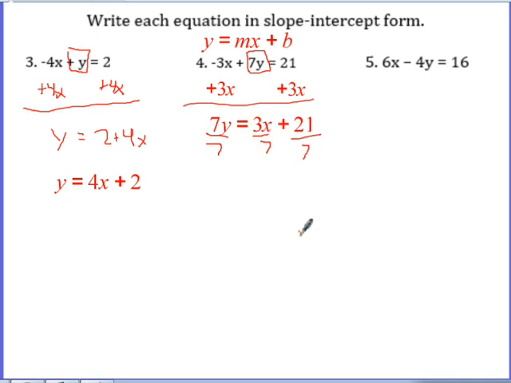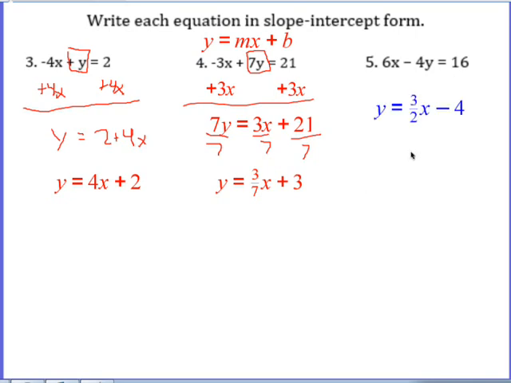You have to divide everything by 7. So when we do that, 7y divided by 7 is just y, 3x over 7. I'm going to simplify, if I can, this fraction, but 3 over 7 can't be simplified any further than that, so I have 3/7 times x, and then 21 divided by 7 is 3, so I have plus 3. Alright, I want you to pause here and try number 5.